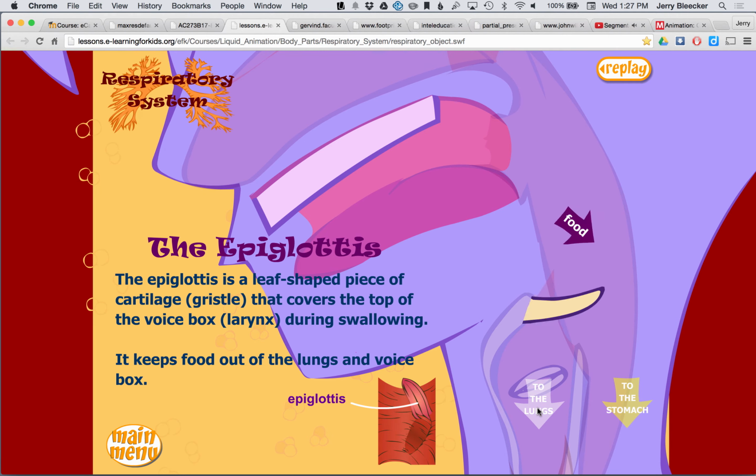And what it does is when you're breathing, it's not engaged. But if you swallow something, follow the food arrow, you'll see that it moves down, and that covers this region so that food can't pass down into your lungs. Now, if you choke, you're talking at dinner, and you get something lodged here, right? You'll try to cough and get it passed and back out, right?